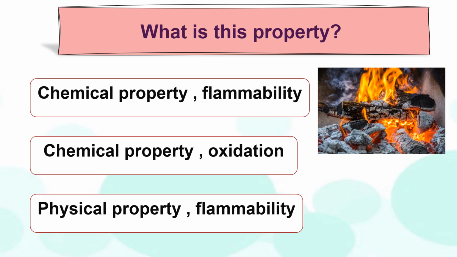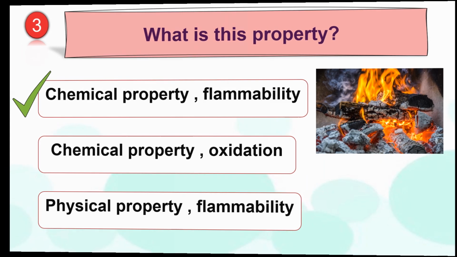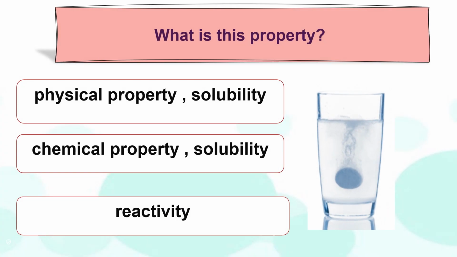What is this property? Chemical property, flammability, chemical property, oxidation, physical property, flammability. Chemical property, flammability. What is this property? Physical property, solubility, chemical property, solubility, or reactivity? Answer is physical property and solubility.